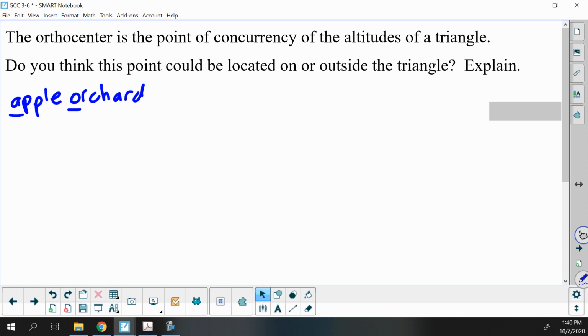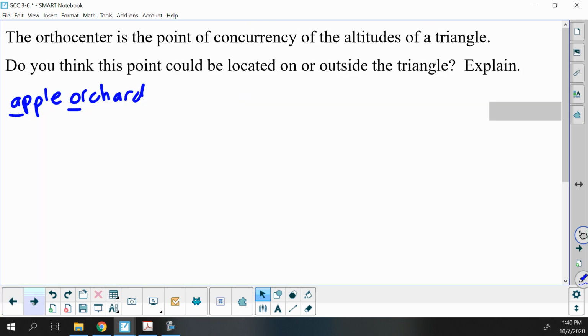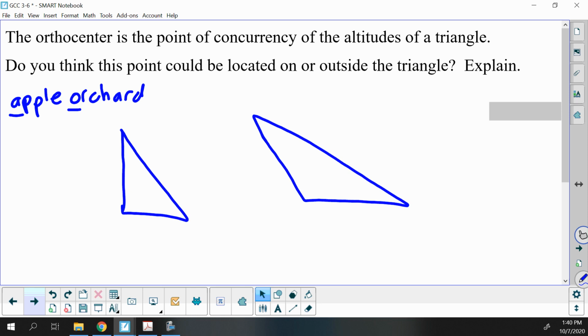So do you think this could be located on or outside the triangle? Well, we had an acute triangle here. So we know the acute one is happening inside. Let's just sketch ourselves a right triangle and an obtuse triangle, and we'll see. And we're just gonna kind of eyeball it. So from here, if we want to form a right angle with the other side, it would be about there. From here, if we want to form a right angle with the opposite side, it's just right there because it is a right triangle. And from here, it would just be right there. So there's our orthocenter. It's right on the triangle.